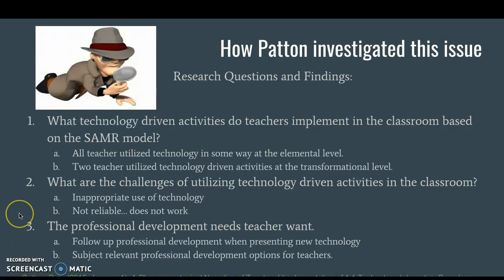Number 3, the professional development needs teachers want. So Patton asked teachers what they wanted for professional development, and they said that they wanted follow-up professional development when presenting new technologies, and they wanted relevant professional development options. So the math teacher wants professional development on technology for math, and the science teacher wants to know about technology for science.